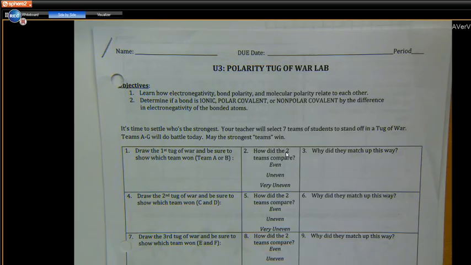Okay. So today we're going to do a little activity. It's a polarity tug of war activity. We're going to be talking about electronegativity, bond polarity, and molecular polarity, and therefore determining if a bond is going to be ionic, polar covalent, or non-polar covalent based on those electronegativity differences. Now, in an ideal situation, we would do a real tug of war. Unfortunately, we just don't have that ideal situation right now for a variety of reasons, and so we're just going to talk our way through this.